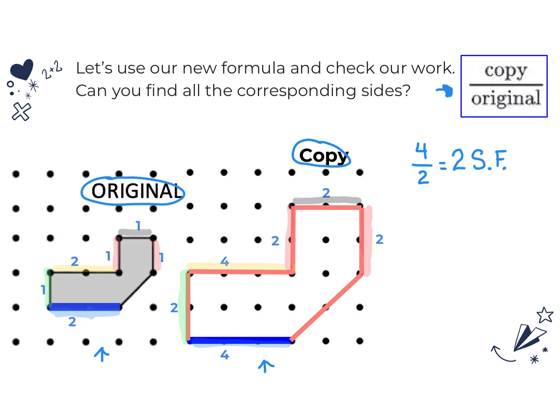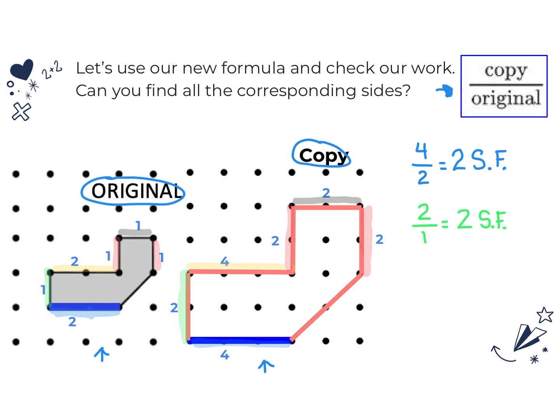We're going to write it in that simplified kind of notation. Let's keep going. Let's try the green. On the green, we have our copy side, which is 2 over top of our original side, which is 1. And again, when we simplify that, we get 2 for our scale factor. Let's move on to red.